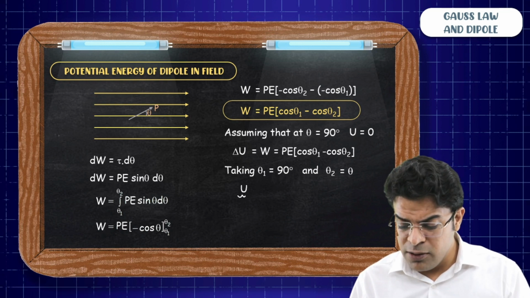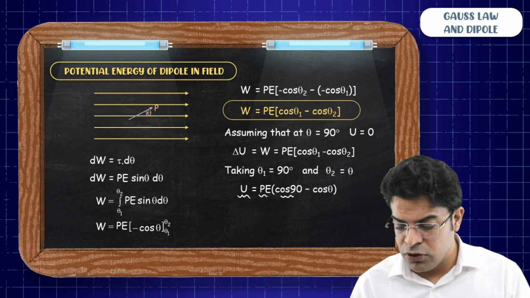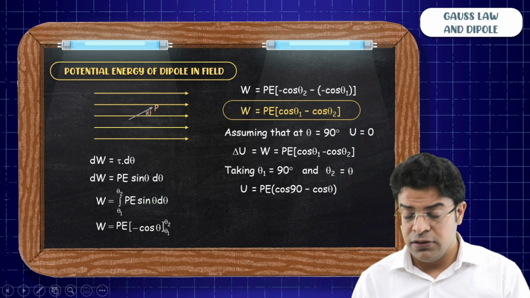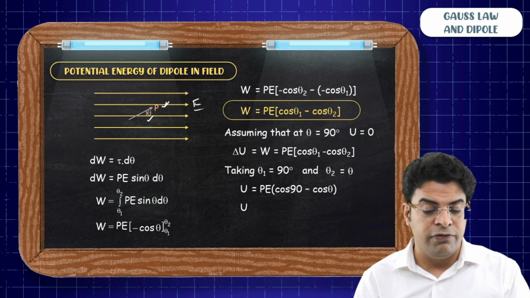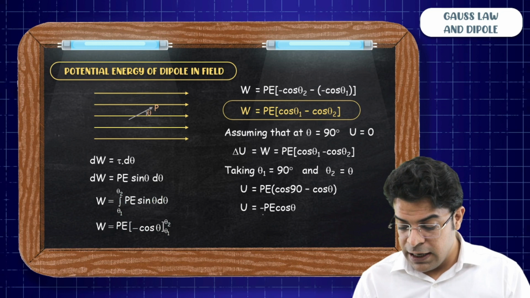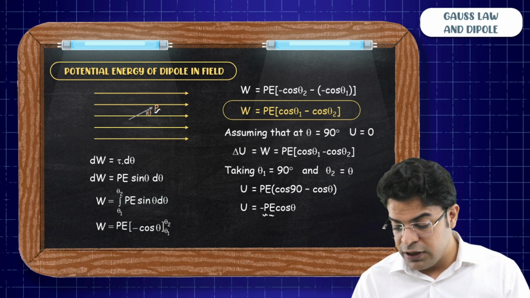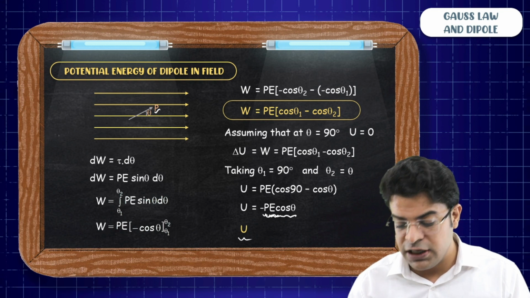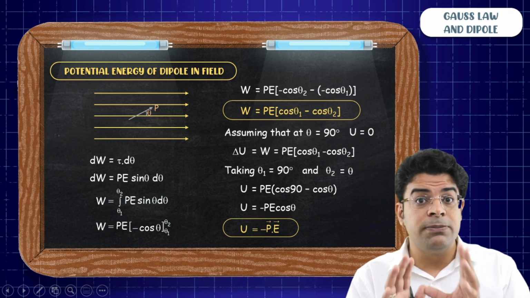So the final potential energy for some orientation theta comes out to be Pe into cos 90 minus cos theta. And we know that cos 90 becomes 0. So the potential energy when the dipole makes some angle theta with the direction of the electric field is given by Pe into minus cos theta, which is minus Pe cos theta. Since P and E both are vector quantities and the angle between them is theta, you can even write this as a dot product. Rather than writing Pe cos theta, you can think of the potential energy as minus P dot E, which is nothing but minus Pe cos theta.